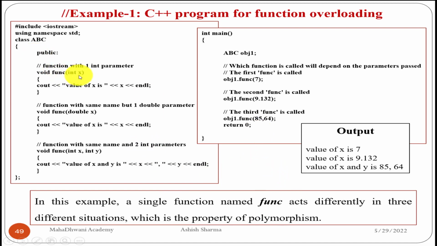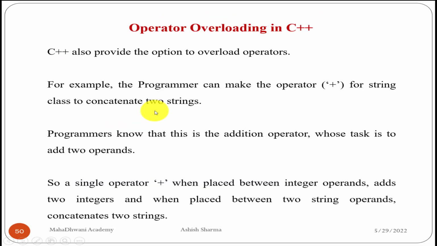We have used both ways here, by changing the number of arguments and by changing the type of argument. Operator overloading. C++ also provides the option to overload the operators. Operators are arithmetic operators, logical operators. Arithmetic operators like plus, minus, multiply, division. Talking about the plus operator, because the plus operator is a perfect example for analyzing operator overloading.